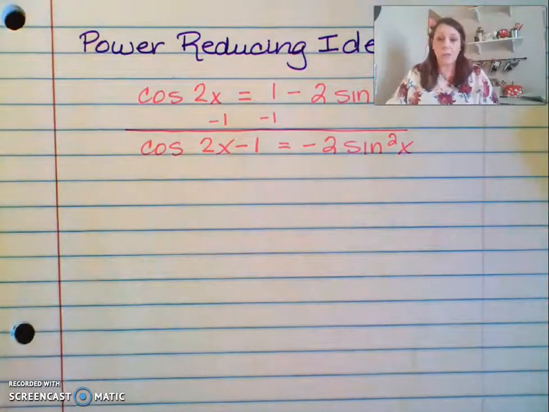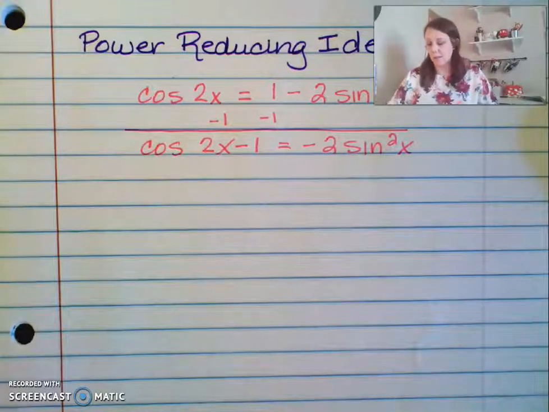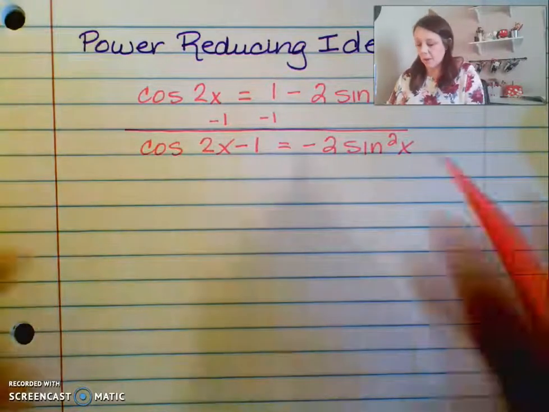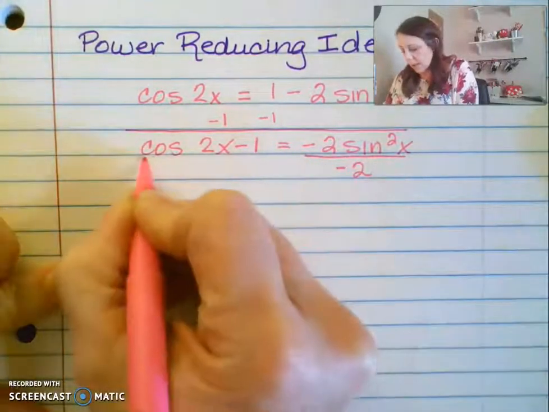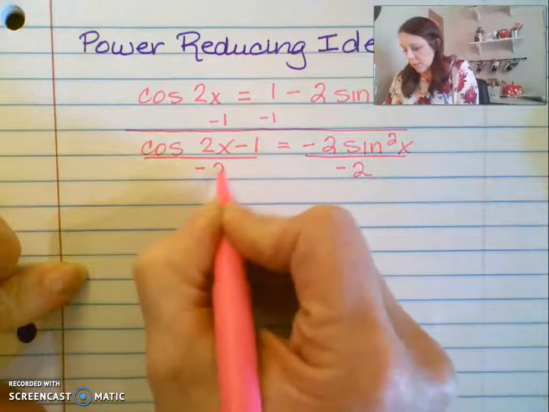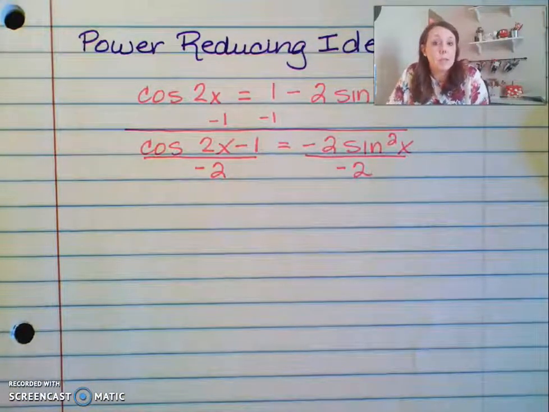Okay, next thing that we want to do is get rid of the coefficient, that negative 2 that's placed on that sine squared x. In that case, because it is a coefficient, it's being multiplied by the sine squared, we're going to divide both sides by a negative 2. Now we're going to do something here that will require you to remember what happens to a subtraction problem when you divide by a negative.